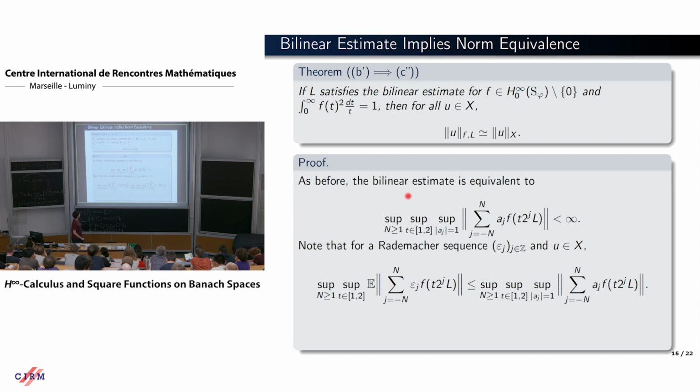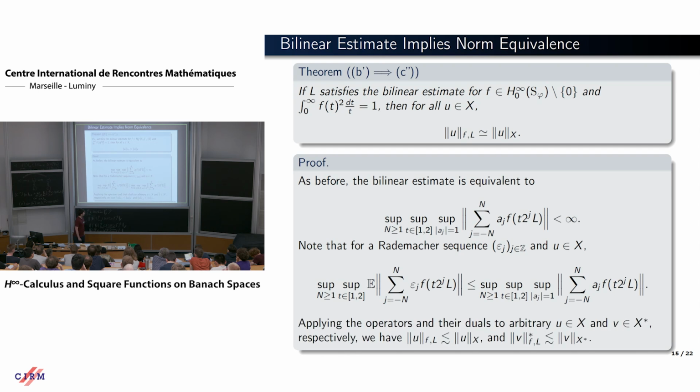But now what happens if, instead of the Aj, we look at operators associated to our square function norms? Well, the epsilon j's are Rademachers. They always have modulus equal to 1, and so we can definitely bound this expectation by this supremum. But now if you plug u into here, then we get exactly our square function norm of u. And since all of these are finite, if we plug u into here, it's bounded above by a constant times the norm of u. And so we have an upper quadratic estimate here.